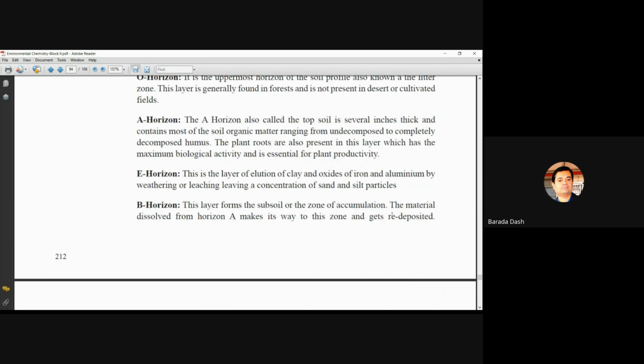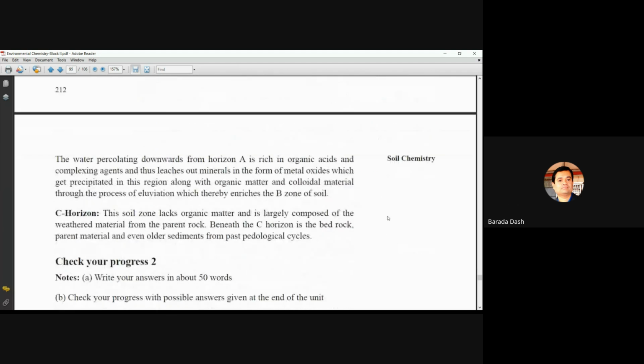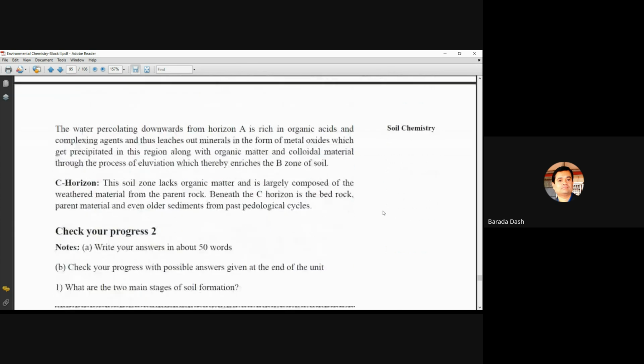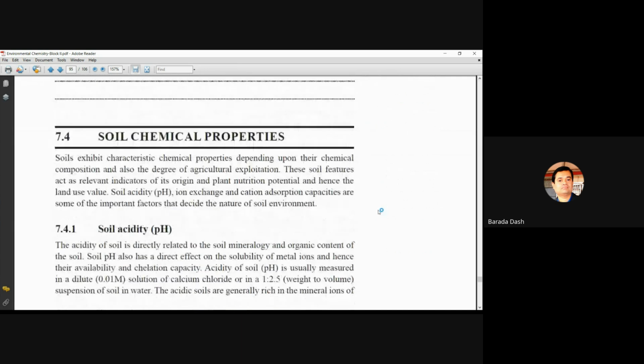The E horizon is a layer of eluviation of clay and oxides of iron and aluminum by weathering. The C zone is the soil zone that lacks organic matter and is largely composed of weathered mineral from parent rock. Beneath the C zone is the bedrock. So this is how your different stages or phases of soil look.